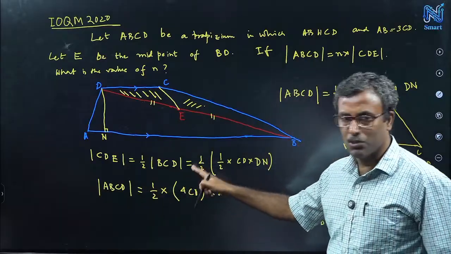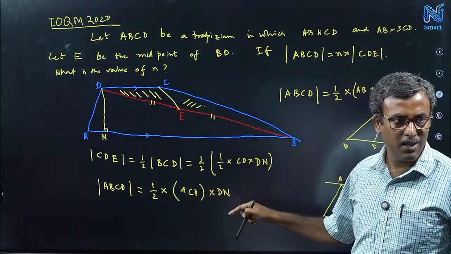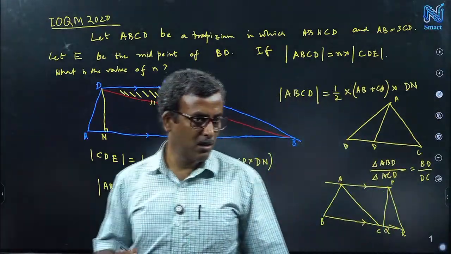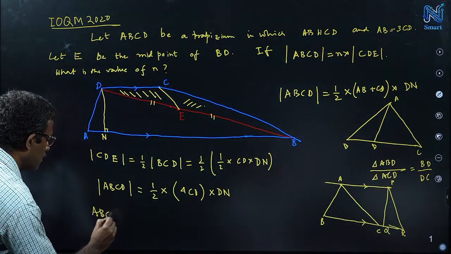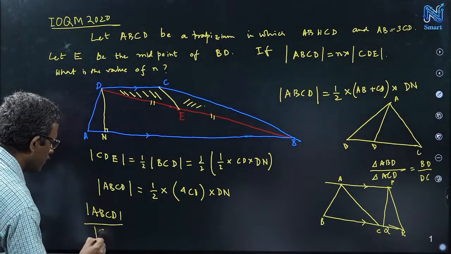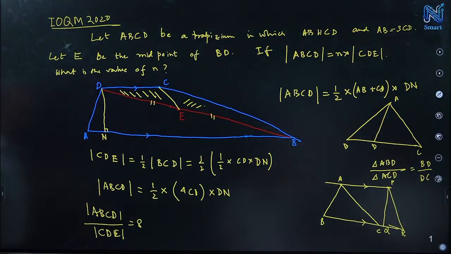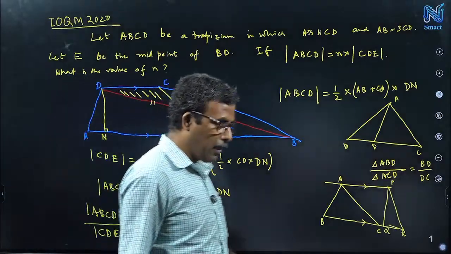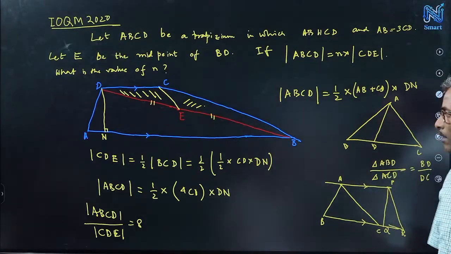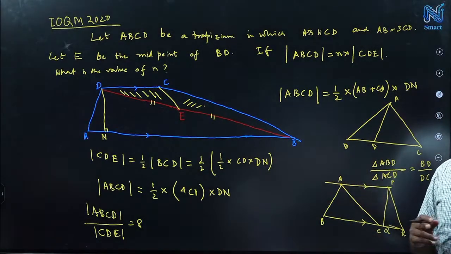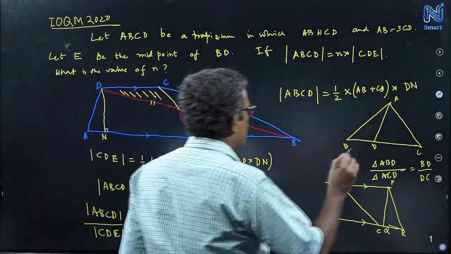Now you can easily find the ratio. Half cancels, DN cancels, CD cancels, and it is just 8. So area of ABCD divided by area of CDE is just 8. So n is equal to 8. Is it clear? Any question? It's clear? Okay. So go to the next problem.